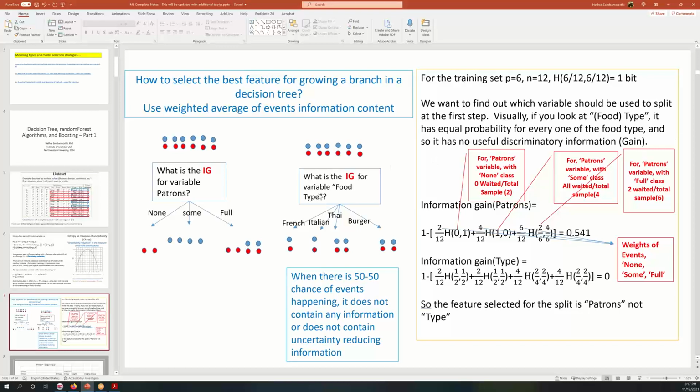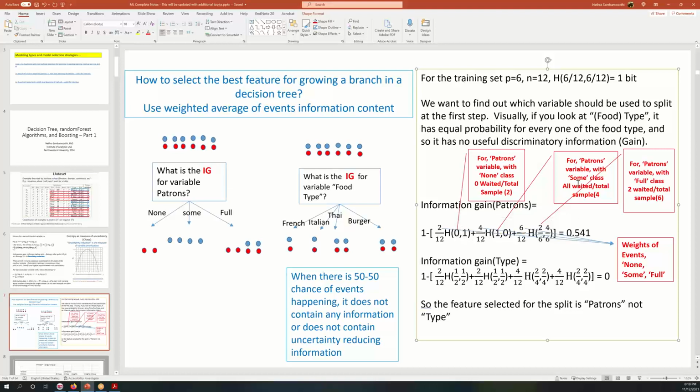So let's go to patterns here. It's not a good variable to start with if I compare between these two. So we start with this, and we calculate these values. For the patterns variable with the none class, 0 weighted out of a total of 2. The probability of that event is 2 over 12, and in this case, 0 means nobody is waiting. The other class is 1.